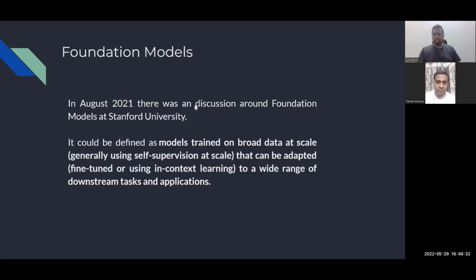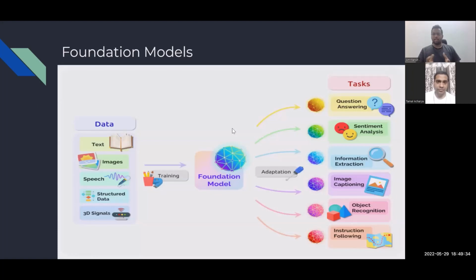Let me give an example here. Tamal has been able to find a really good picture, and this represents the idea of a foundation model. You have different kinds of data: text, images, speech, structured data, various kinds of sensor signals, 3D signals. They are all passed through the foundation model, and the foundation model is able to utilize them all.